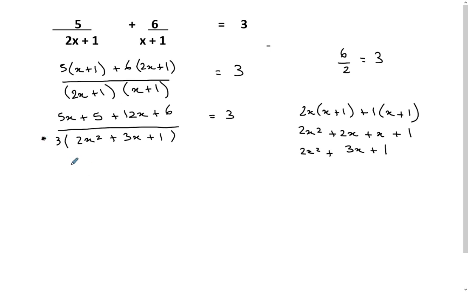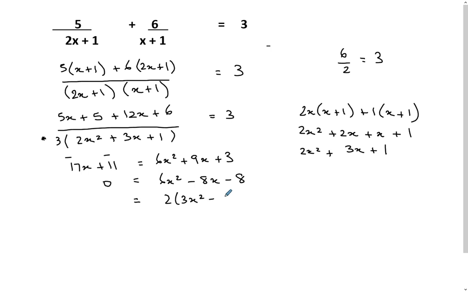So here I'll collect like terms. So I've got 17x plus 11 equals 6x squared plus 9x plus 3. I'll make that side 0. So I'll minus the 17x and I'll minus 11. So you get 6x squared. 9 minus 17 is minus 8x. And then 3 minus 11 is minus 8. And again, can you see they can all go into 2? So you've got 3x squared minus 4x minus 4.